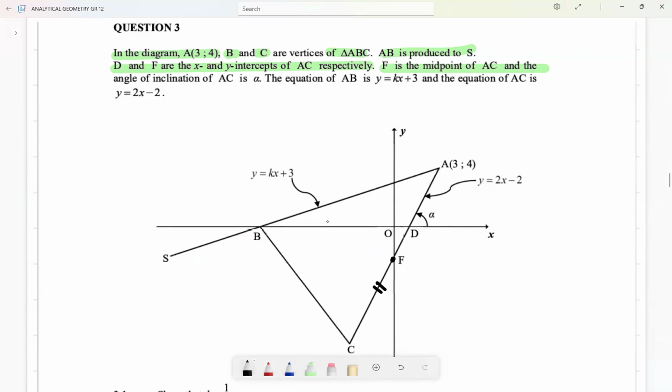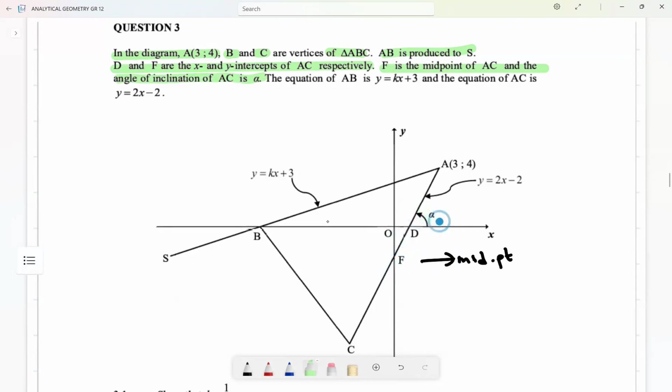Midpoint. If it is a midpoint, it means the two halves are equal. I need to remember this. This is the midpoint. And then the angle of inclination of AC is alpha.